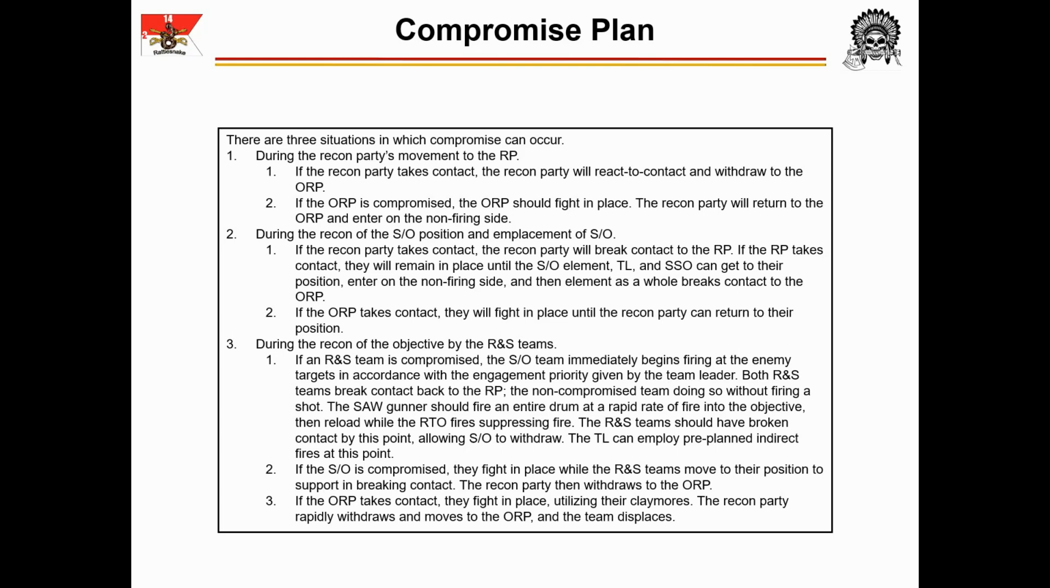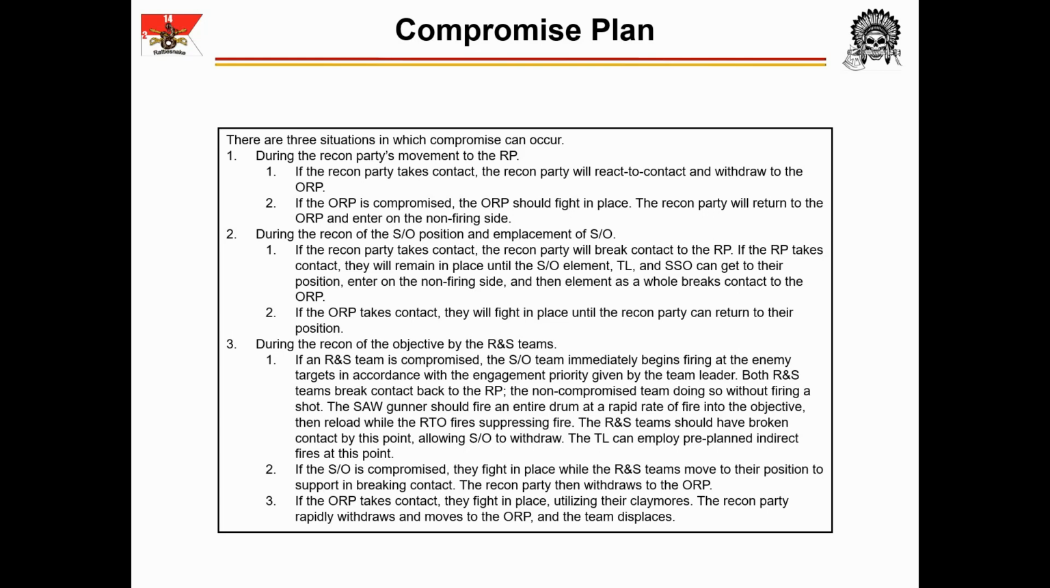In this case, the S&O team should not engage. However, if they see two-way gunfire, that is, gunfire from the enemy and then corresponding gunfire from the RNS team, they should immediately begin engaging enemy targets. Once this occurs, both RNS teams break contact back to the release point. The non-compromised RNS team will do so without firing a shot.